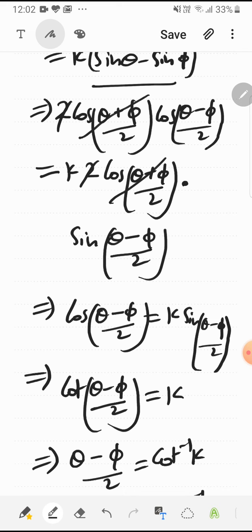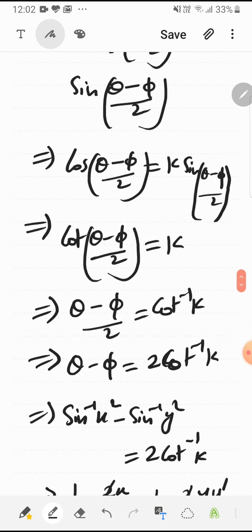Remember, k is constant. Now (theta minus phi) whole upon 2 is cot inverse k, so that theta minus phi is 2 times cot inverse k. Now putting the values of theta and phi, it is sin inverse x square minus sin inverse y square is equal to 2 times cot inverse k. Now we can differentiate this.